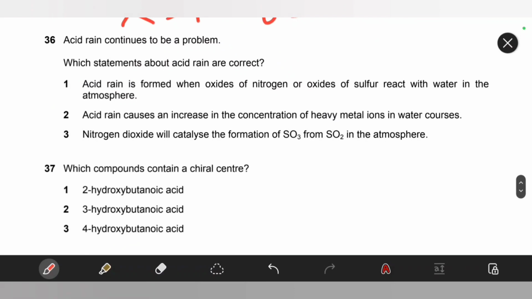Acid rain continues to be a problem. Which statements about acid rain are correct? Acid rain is formed when oxides of nitrogen or oxides of sulfur react with water in the atmosphere. That's right. Acid rain causes an increase in the concentration of heavy metal ions in watercourses. That's true. Nitrogen dioxide will catalyze the formation of SO3 from SO2 in the atmosphere. That's also right. The equation is this.